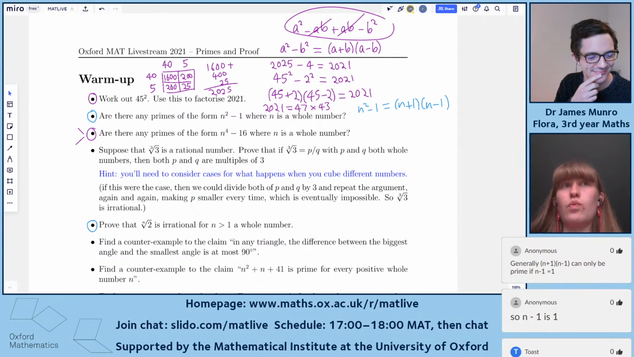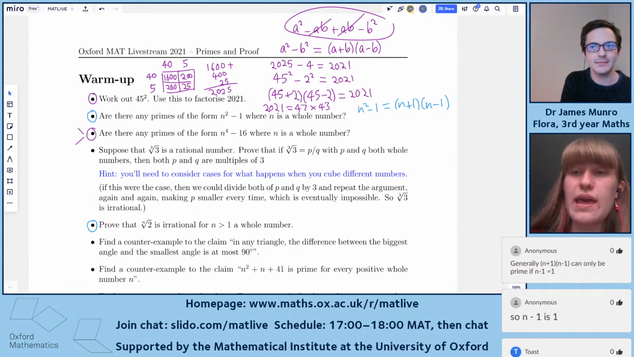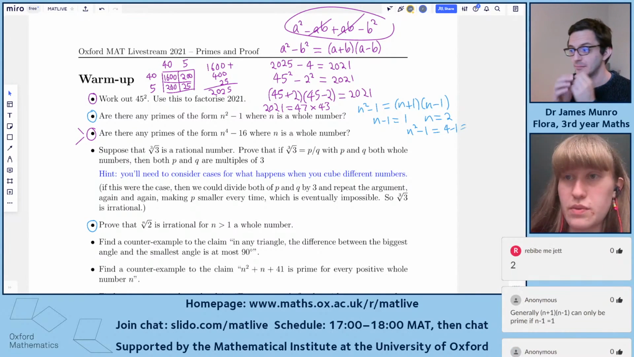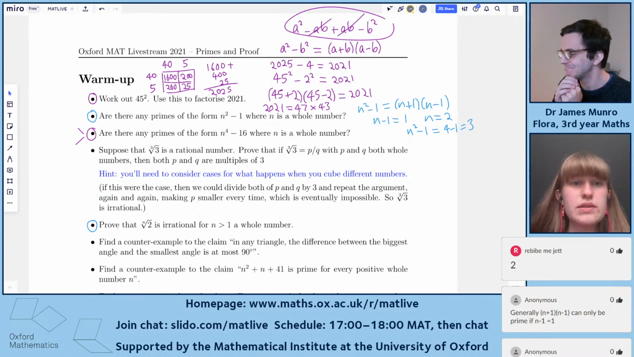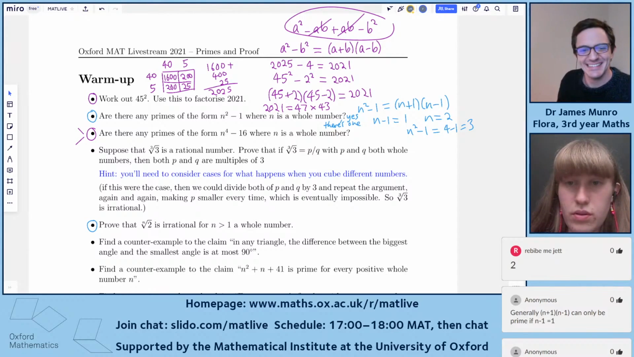So basically, one of them has to be 1 and one of them has to be the prime number. Otherwise, it's not a prime because it would be a product of 2 other numbers, which means it has other factors than just 1 and itself. So here we have to have n minus 1, which is obviously the smaller number, equal to 1. So n is equal to 2, and n squared minus 1 is 4 minus 1, which is equal to 3. So are there any primes of this form? Well, yes. There's 1, which is 3.